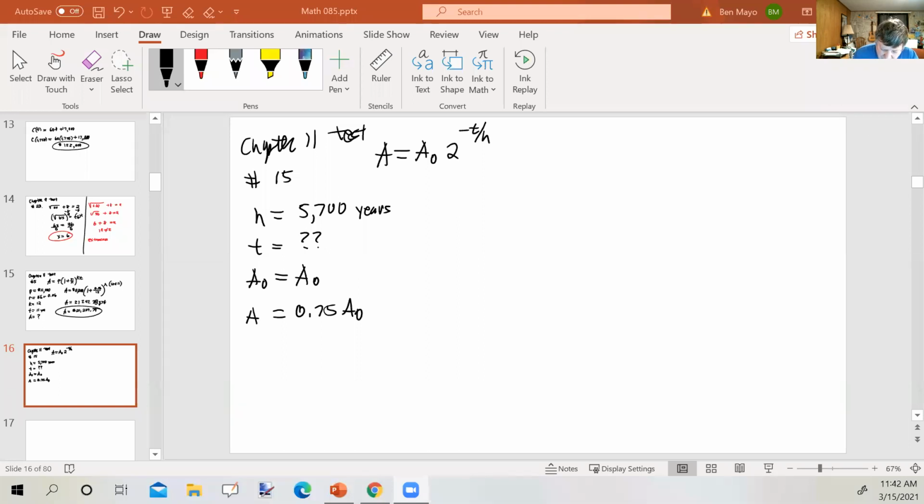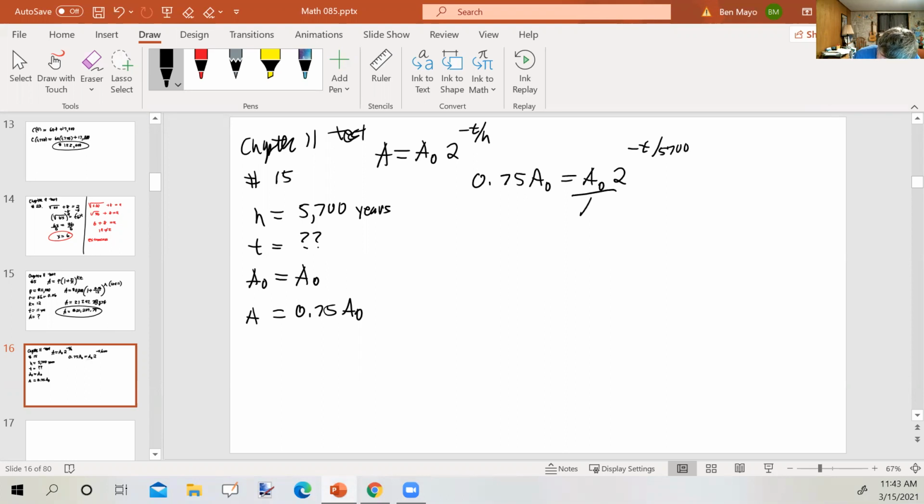All right. Now back to the whiteboard. So our half-life, 5,700 years. Time, we're trying to find. The beginning amount, we don't know, so we'll just leave it as A naught. The ending amount is 75% or 0.75 A naught. So we get the following: 0.75 A naught equals A naught times 2 to the negative t over 5,700 power.